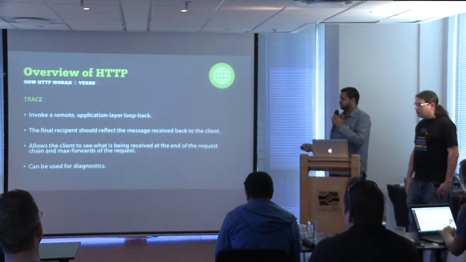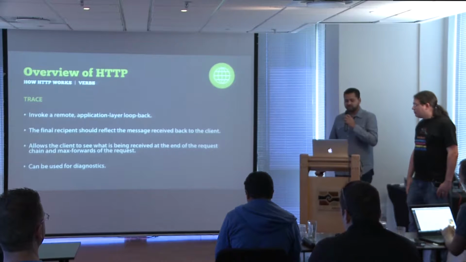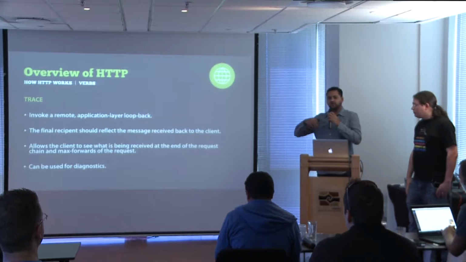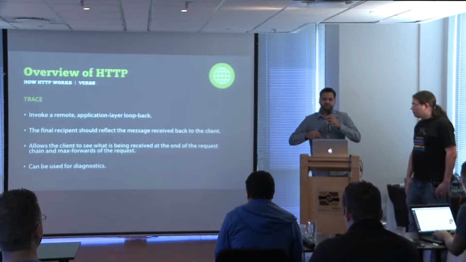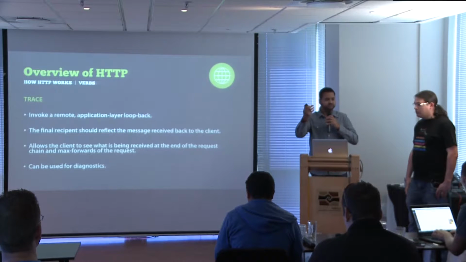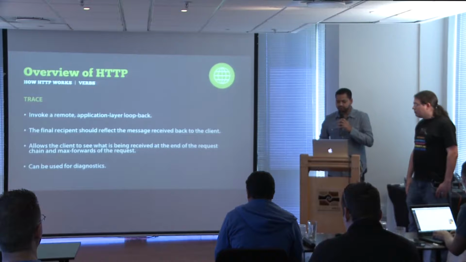So what TRACE does is it invokes a remote application layer loopback, and this tells you exactly what the server at the end of the chain received. So this gives you an idea of how you can diagnose what you're requesting and what the actual server is receiving. The next one is OPTIONS. OPTIONS is useful in REST services because you can determine all of the different options available on a specific resource. So when Matt speaks about the maturity model, you'll see how this can be useful.